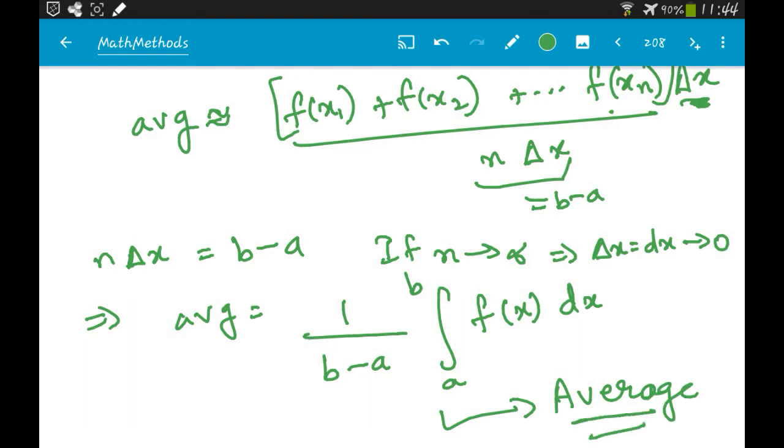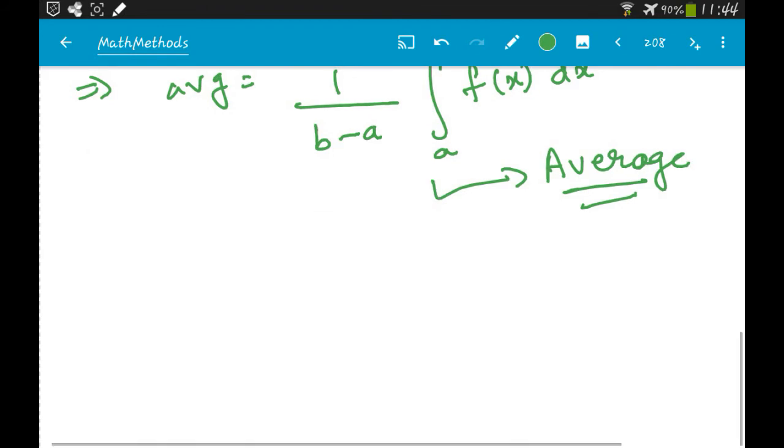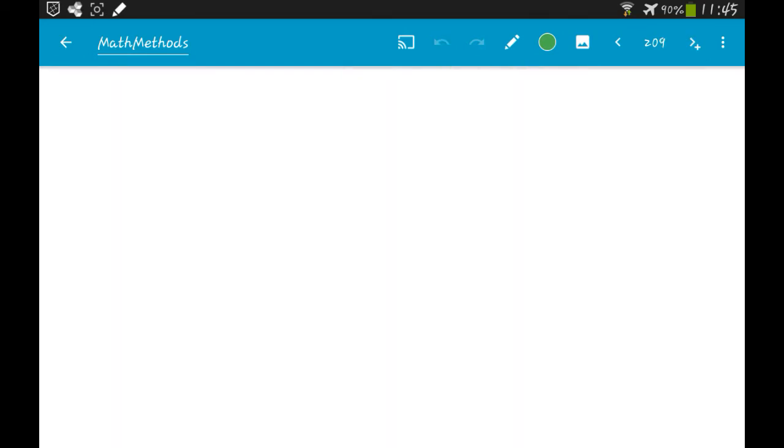We are going to need such averages a lot while calculating coefficients. That's why we are first talking about the averages. So now let's calculate the average of certain functions in the specified period, say from minus pi to pi. What is the integral from minus pi to pi of sine square x dx? How will you calculate this?